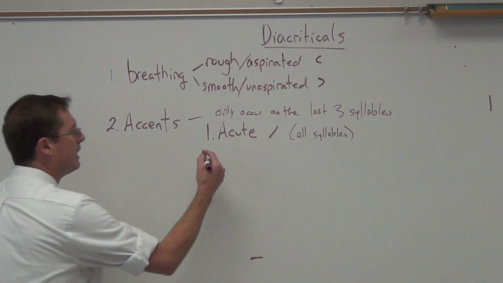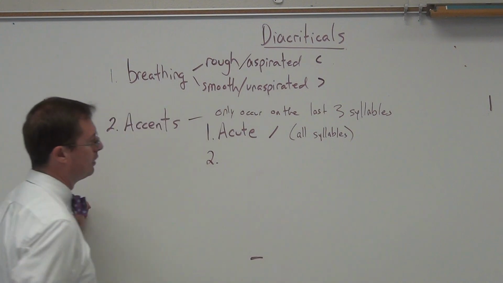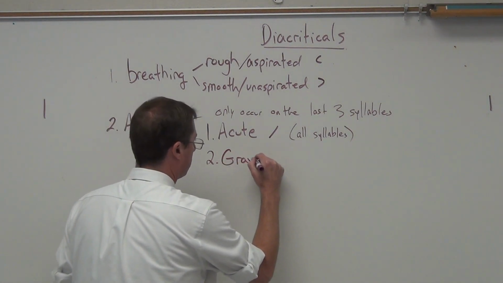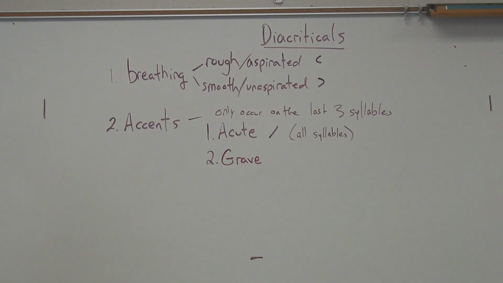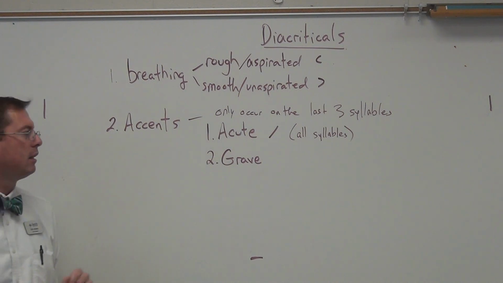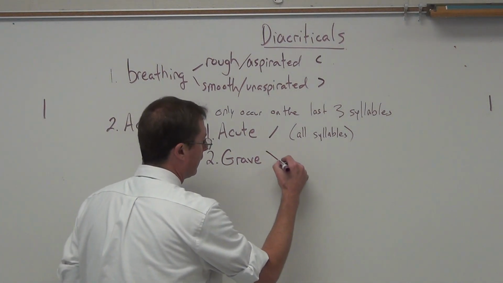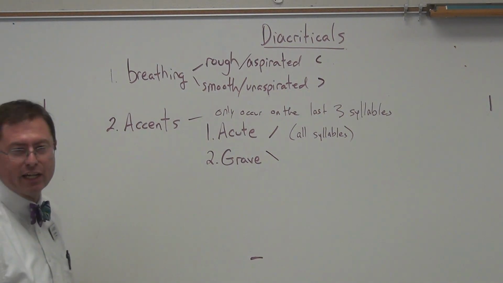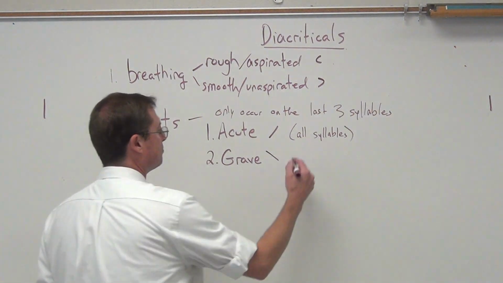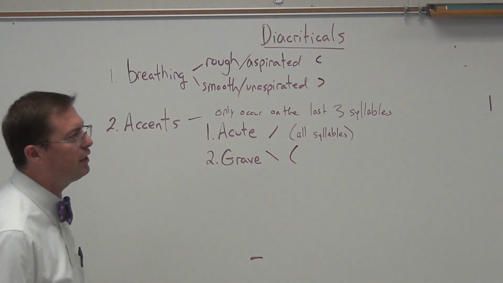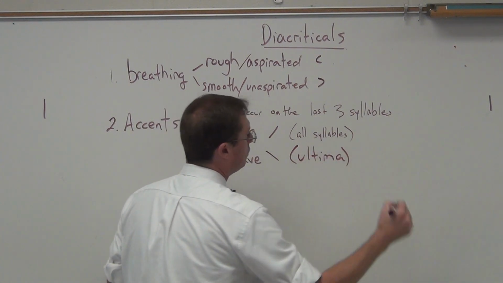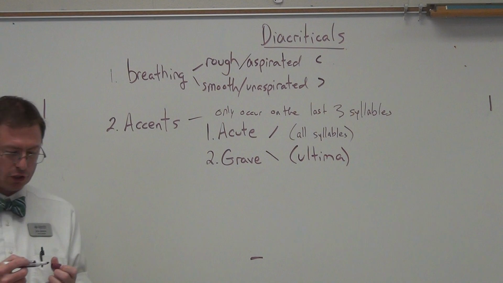All right, the next one that we are going to have, number 2, is going to be known as the grave. Looks like grave, but it is pronounced grave. It is going to be a line that has a negative slope to it. You die, you go down. If that helps you to remember, by all means. The grave can only appear on the ultima. And it only appears in a certain circumstance.